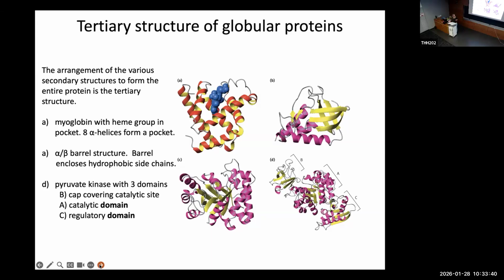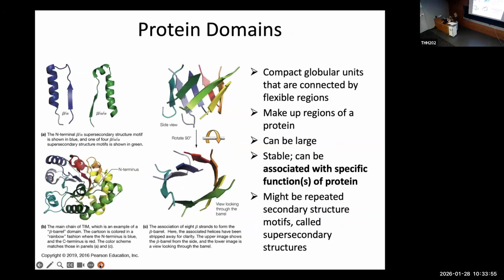C is the regulatory domain. That tells the enzyme whether to turn on or off. So a domain, just by definition, means that there's a particular function associated with that region of the protein. And that might also be associated with a particular structure, but it might not. But sometimes domains are associated with a particular structural form.